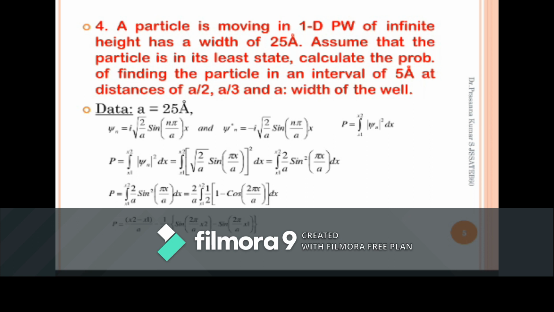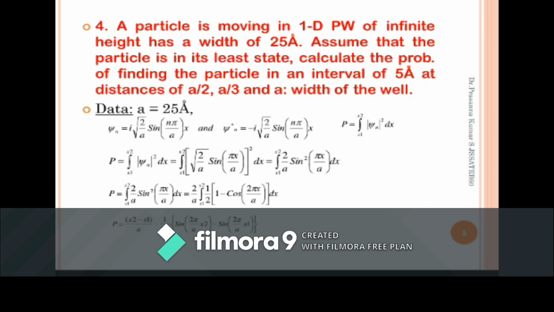So the width of the potential well is 25. It is asked to calculate the probability of the particle at a by 2. If the width of the potential well is 25, what is a by 2? It is half of that, it is 12.5. And they have given the limits in an interval of 5 angstroms. At the center it is 12.5. So what are the extremities of the interval? So it is 10 and 15, isn't it? So the extremities of this interval are 10 and 15, and 12.5 is at the center.